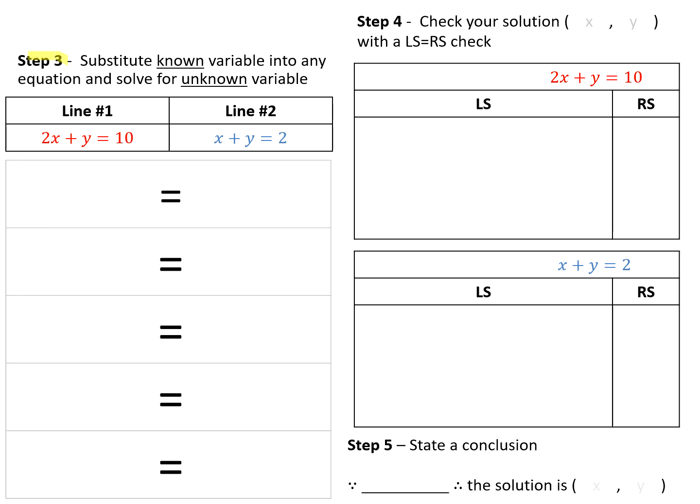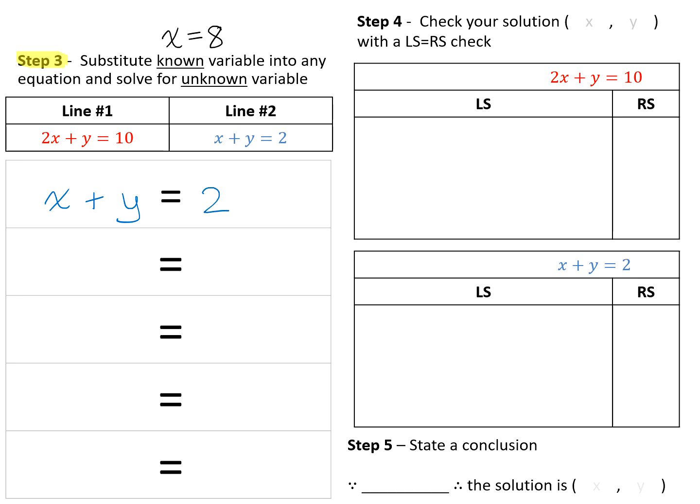Our next step is to substitute our known variable into any equation and solve for the unknown variable. In our previous step, we already found that x is equal to 8, so we're going to be using that here. You can use the red equation or the blue equation, it doesn't matter. I'm going to be using the blue equation because it looks simpler. So x plus y equals 2.